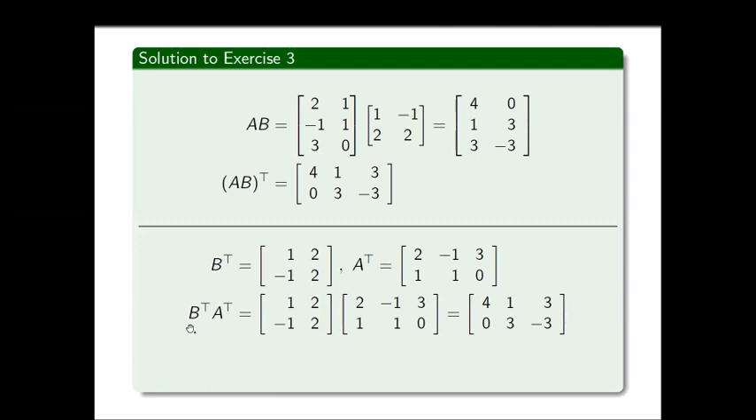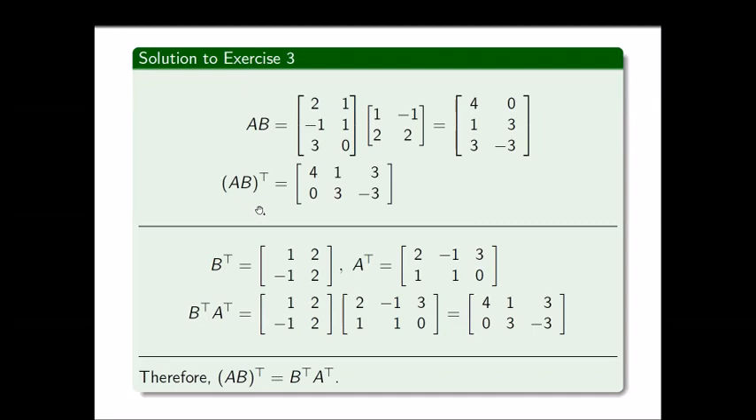And then we want to multiply B transpose with A transpose. So it's a product of a 2 by 2 matrix and a 2 by 3 matrix. So the resultant will be a 2 by 3 matrix. And you can verify that this is indeed 4, 1, 3, 0, 3, minus 3, and that is the same as AB transpose. And therefore, we have verified the transpose multiplication relationship.